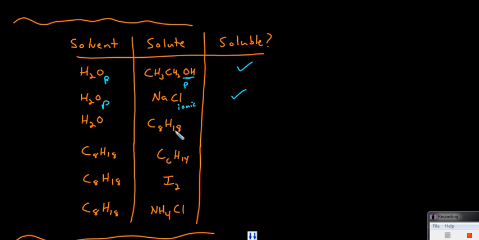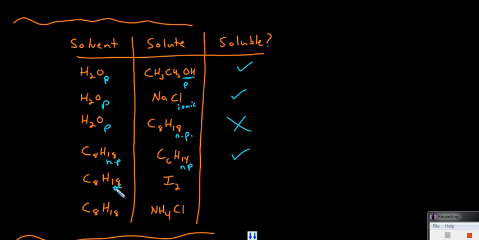How about water and octane? Water is polar, and octane has just carbons and hydrogens, and so it's nonpolar. One has relative charge, and one has very little relative charge. They're not alike, and therefore they will not dissolve each other. How about octane and hexane? Both have just carbons and hydrogens. They're both nonpolar, so they are alike in that they have little relative charge, and so they will dissolve each other. How about octane and iodine?